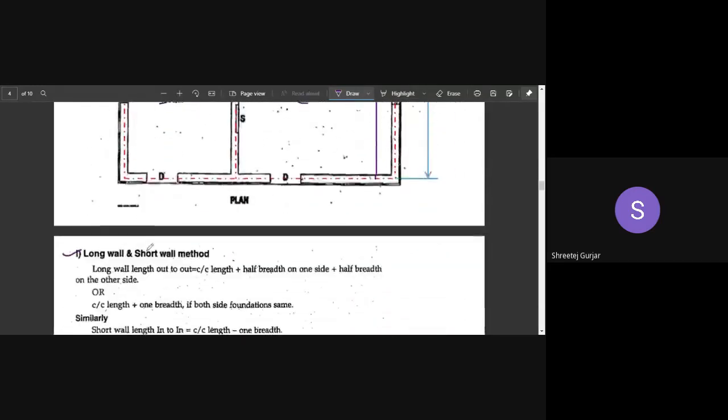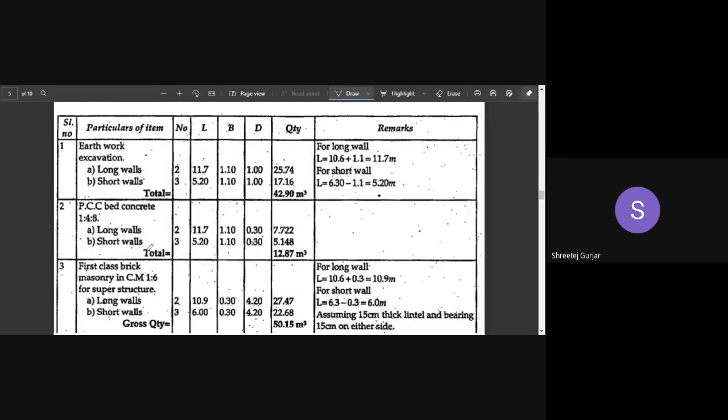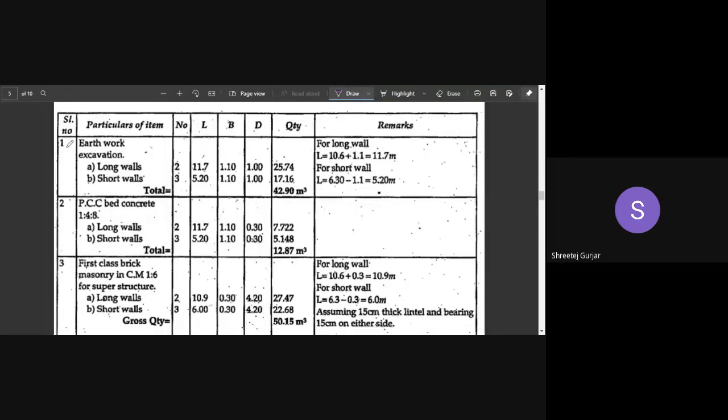Okay, so coming to your first item of work in this table, write down first serial number, write down earthwork in excavation. And under earthwork in excavation, as we are solving it using the long wall short wall method, we will be dividing it into long wall and short wall. So under earthwork in excavation, write down A as long walls and B as short walls.